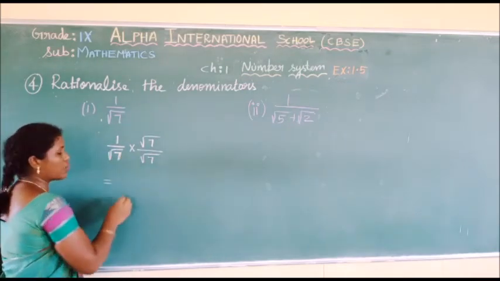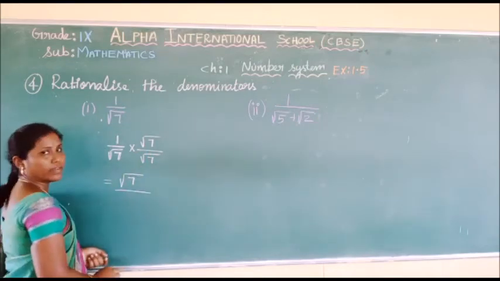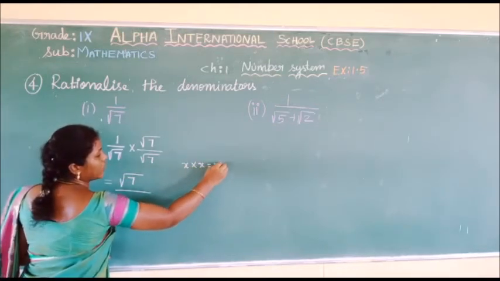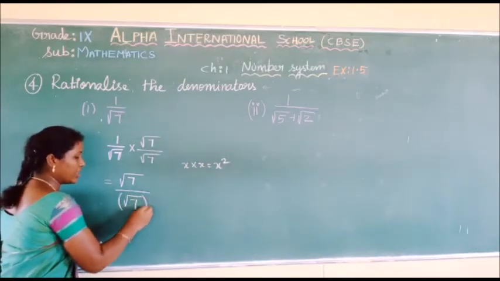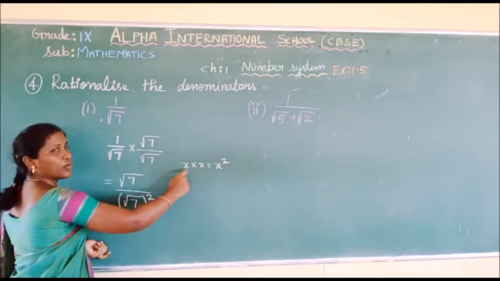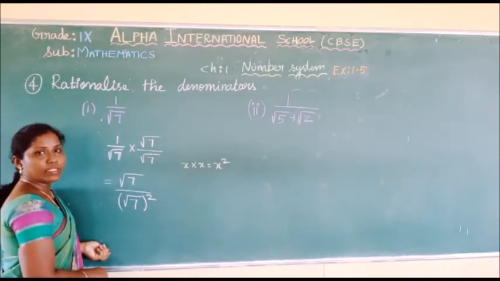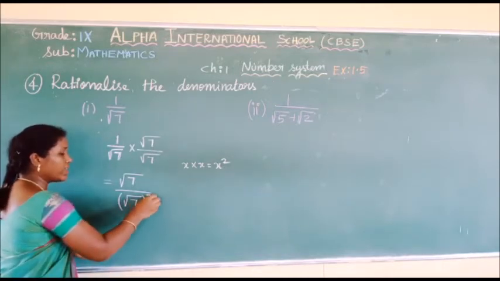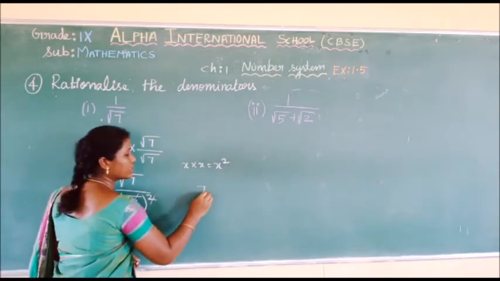1 into root 7, what is that answer? Root 7. And here root 7 into root 7. You may write x into x, and you know that x into x is equal to x square. Like that I am going to represent here: root 7 the whole square. Root 7 into root 7 is root 7 the whole square, as already explained in the previous problem. Whenever you are finding square root and square, they are reciprocal functions, so directly they will get cancelled. I will explain how, because square root of 7.